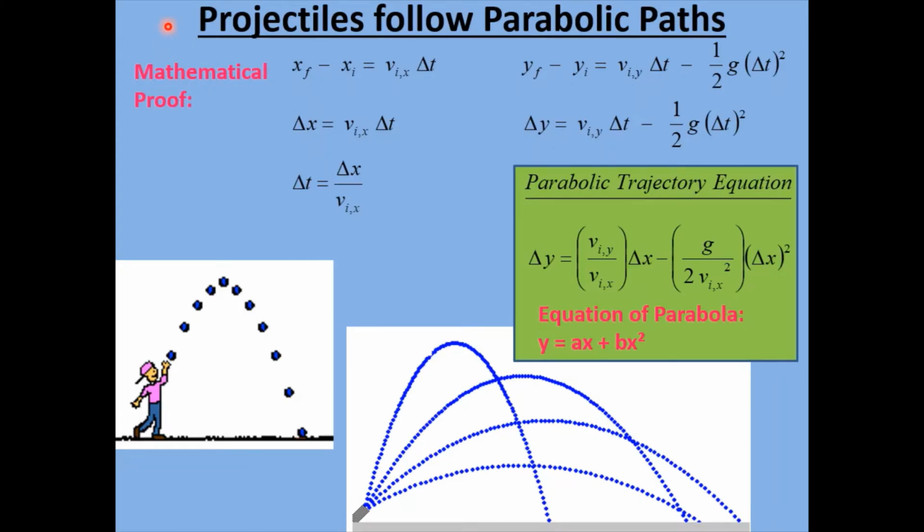One of the characteristics of projectiles is that they follow parabolic trajectories or paths through space. We won't go through the details of the mathematical proof here, but basically what we're doing in these steps shown here is just combining our equations from the last slide, and when we put them all together, we end up with the equation of a parabola, which you might recognize from your math class.